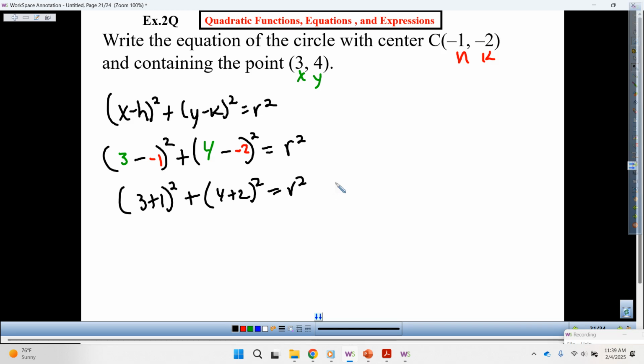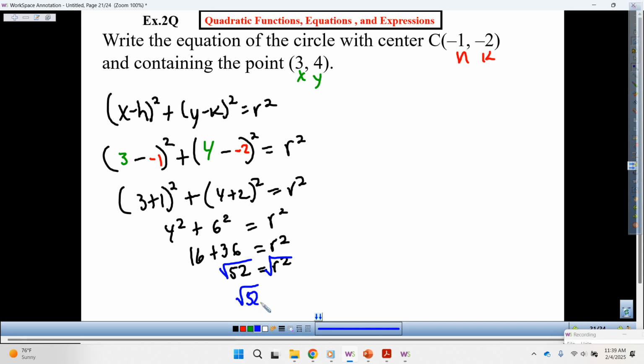Then we end up with 4 squared plus 6 squared equals r squared. So far so good, yes? What is 4 squared? 16. 36 equals r squared. 16 plus 36 is 52 equals r squared. So, what do we do at the end? Square root, yes? So, square root of 52 is equal to r. And we can leave it like that for right now.